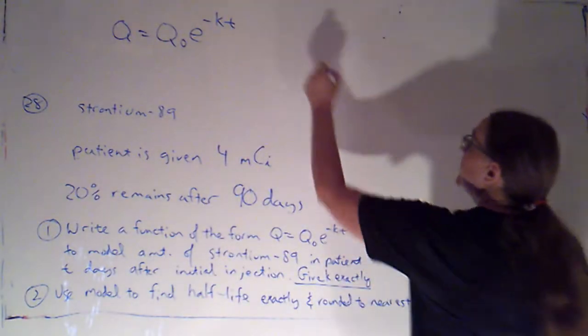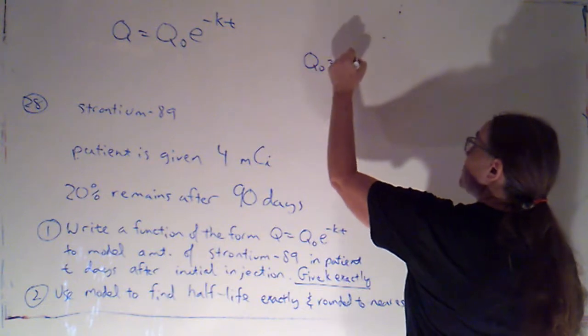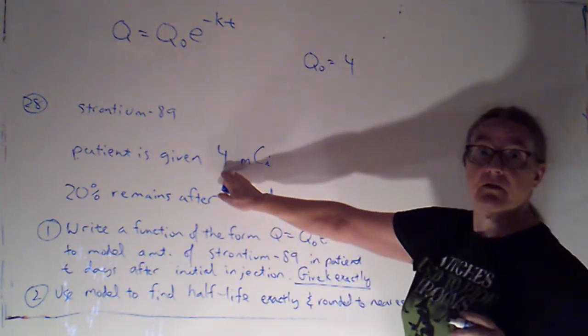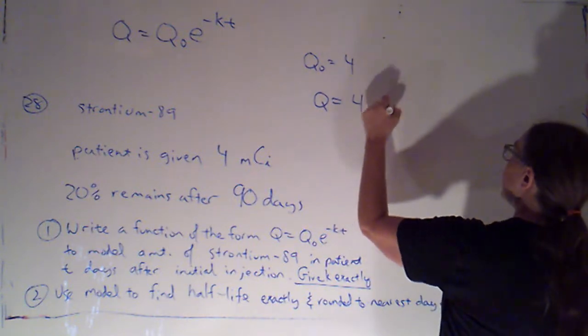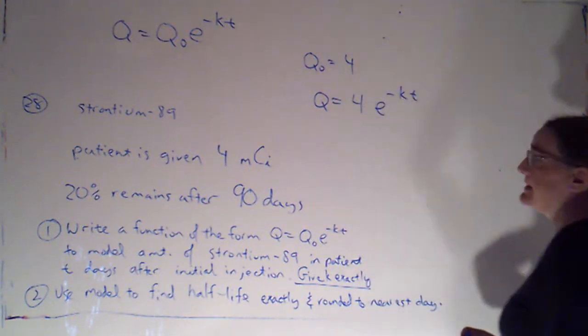As with the last example, Q naught we were given exactly. Q naught is just 4. That's the amount of the initial injection. So my model is Q equals 4 e to the negative kt.